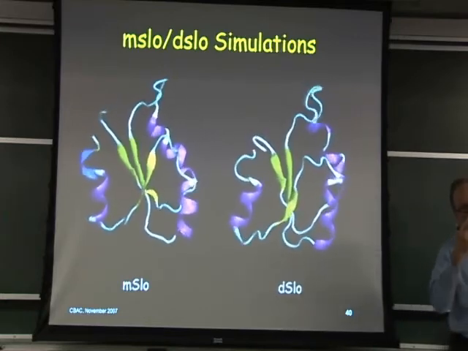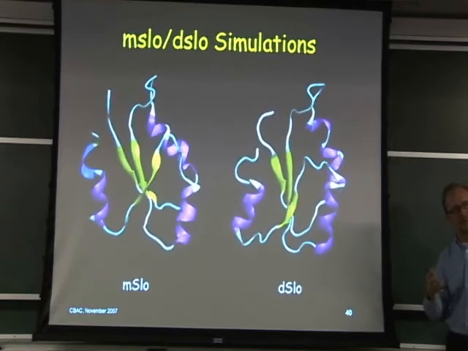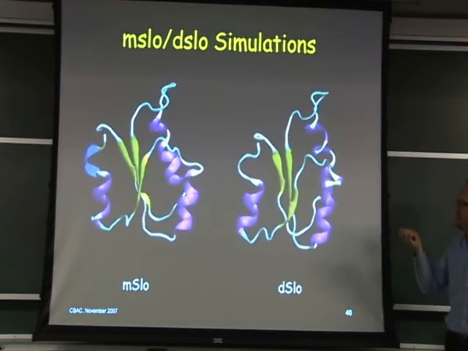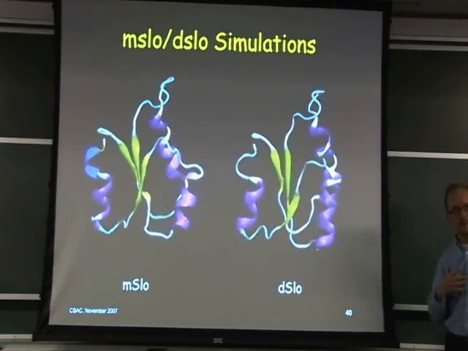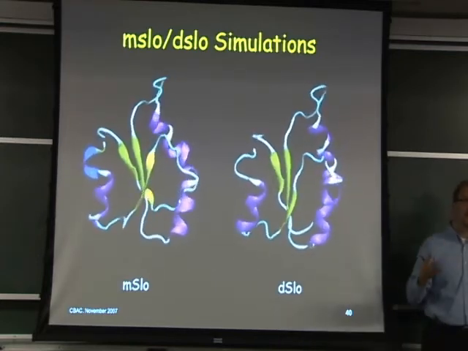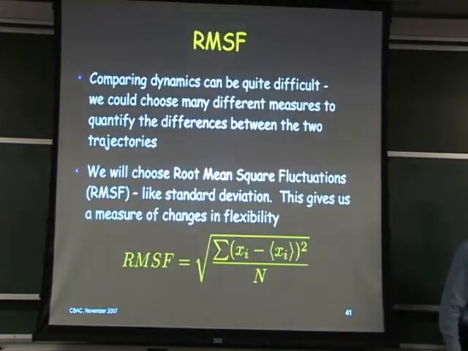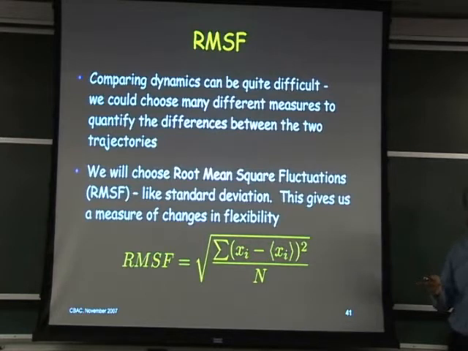This is a simplified view in that I'm only showing you the backbone trace of these atoms. You can see the alpha helices, the beta sheets, and so on. But now what do we do? How do we compare the dynamics, the differential dynamics, between these two channels? The best method we came up with was to calculate what are called root mean square fluctuations. It's intrinsically difficult to compare dynamics.